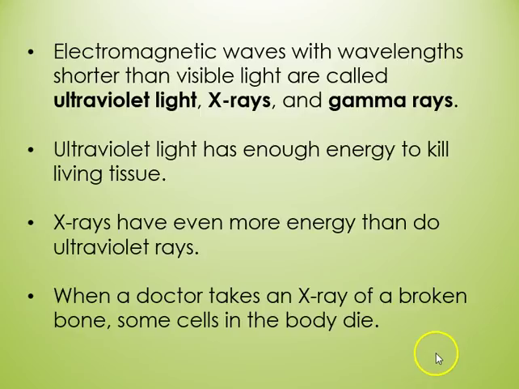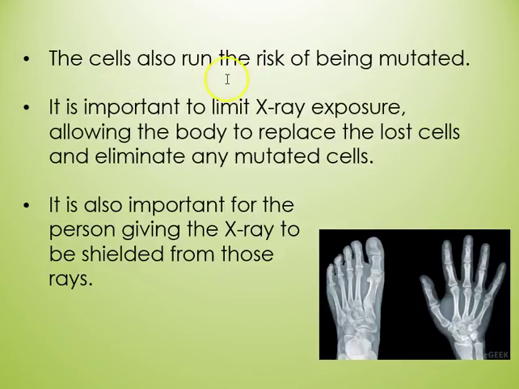When a doctor takes an X-ray of a broken bone, some cells in the body actually die. The cells also run the risk of being mutated. Consequently, it's important to limit X-ray exposure. This allows the body time to replace the lost cells and eliminate any mutated cells. It's also important for the person giving the X-ray to be shielded from those rays. That's why if you go for an X-ray, the person will get behind a big plastic shield with a window to protect themselves.